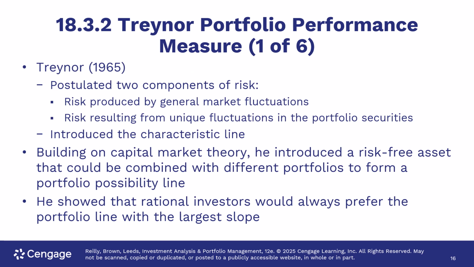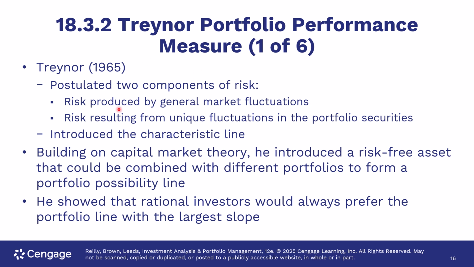So Treynor came along in the neighborhood of 1965, around the time Sharpe was developing his, shortly thereafter. He postulated there were two components to risk, and we've talked about them. It's very easy in modern times to talk about these things as if it's no big deal. Well, it was a big deal back then when they were being developed.